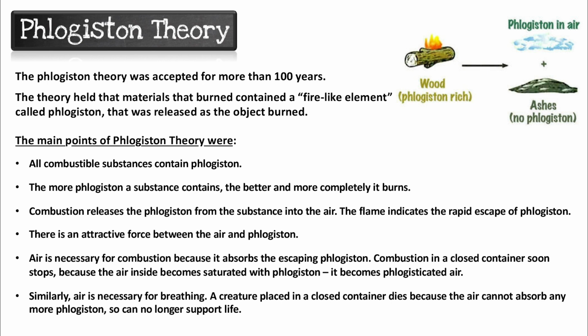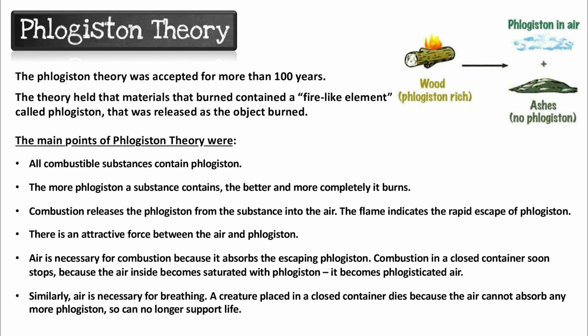The main points of phlogiston theory were: all combustible substances contained phlogiston. The more phlogiston a substance contains, the better and more completely it burns. Combustion releases the phlogiston from the substance into the air. The flame indicates the rapid escape of phlogiston. There is an attractive force between the air and phlogiston. Air is necessary for combustion because it absorbs the escaping phlogiston. Combustion in a closed container soon stops because the air inside becomes saturated with phlogiston.